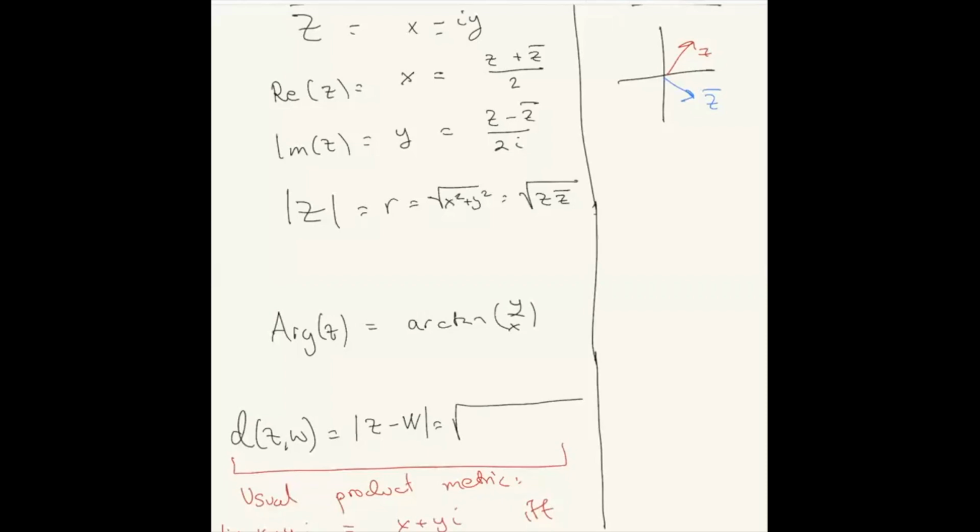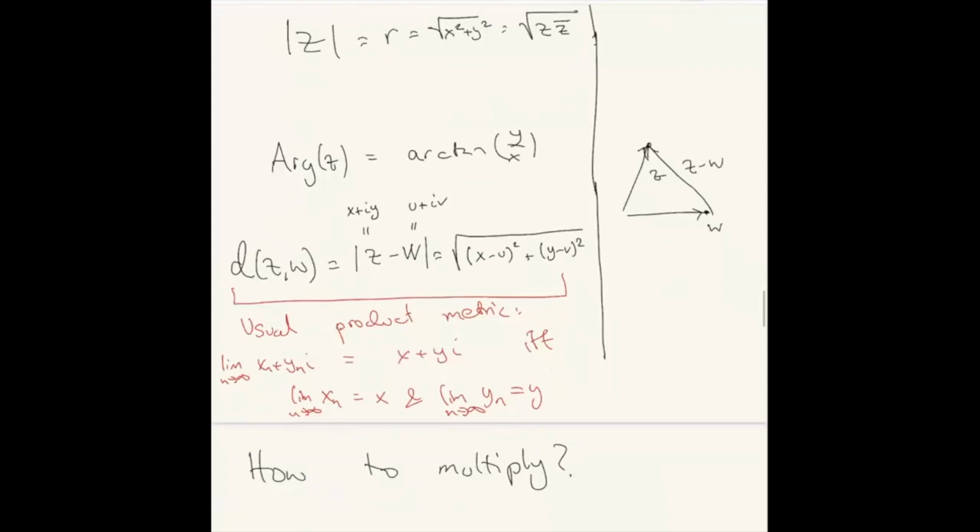But what it is, well, if z is x plus iy, and if w is, say, u plus iv, then you take the difference of the real components squared plus the difference of the imaginary components squared. So this is the usual distance. Z is there, w is there. Z minus w would be this vector, and it's the length of that vector. So everything so far is just standard vector calculus.